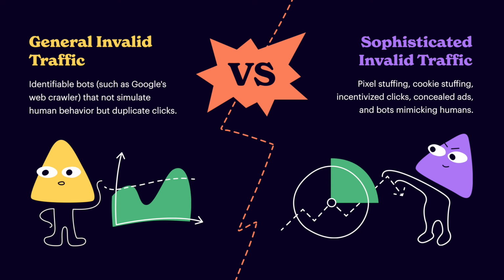Invalid traffic can take many forms. It can be general invalid traffic that includes harmless web crawlers or duplicate clicks. Or it can be sophisticated invalid traffic generated by various metric inflating techniques and very deceptive bots. Advertising software can filter out varying amounts of traffic, but it depends on the tool's ability to detect different types of invalid traffic and influences all metrics.